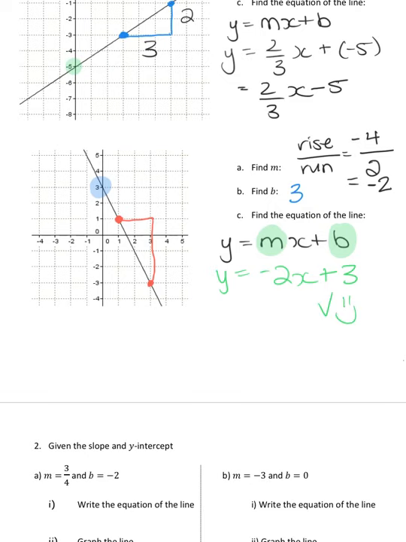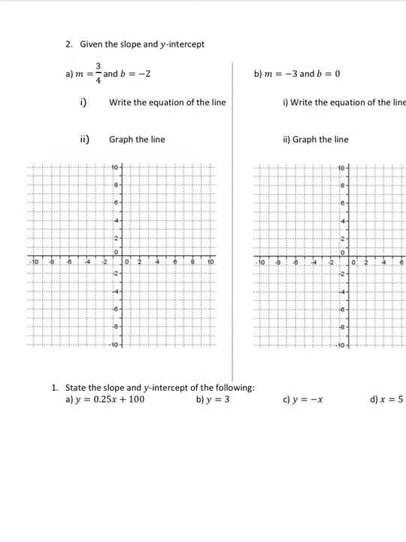Okay. So now that we can build equations from graphs, let's see if we can work backwards. So if I was given a slope and I was given a y-intercept, just like here, are we able to A, write the equation of a line, and then can we graph it?